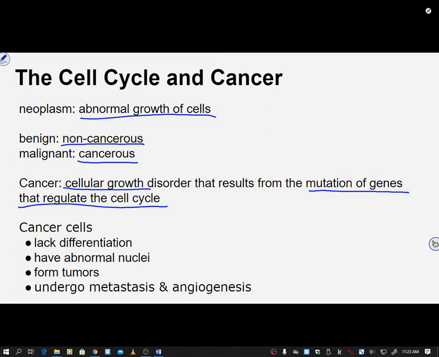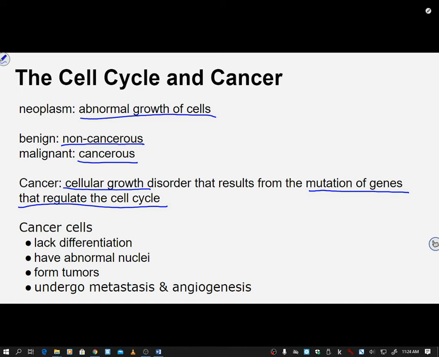Cancer cells lack differentiation, so they don't care. When I say that, I mean there are certain cells that are liver cells, certain cells that are your small intestine cells or blood cells. Cancer cells don't care. They don't know what they are. They do not have a normal nucleus.